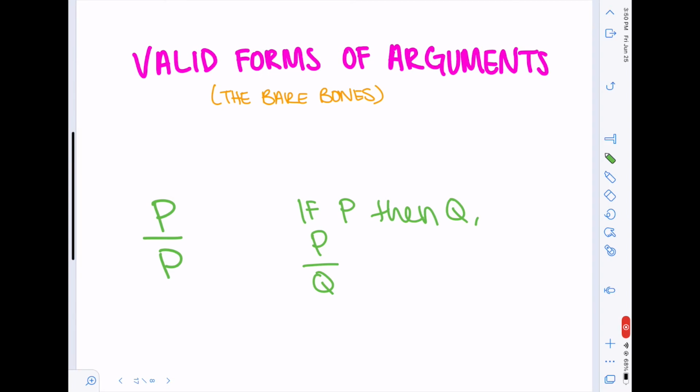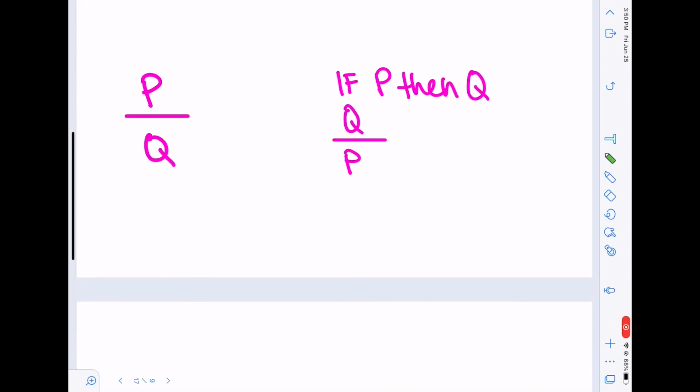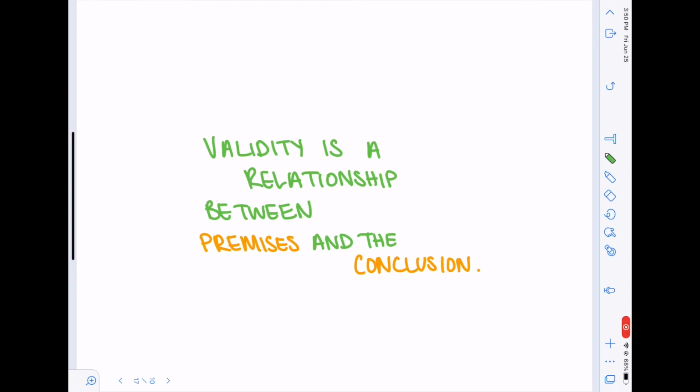Valid forms of arguments, the bare bones. P, therefore P. If P, then Q. P, therefore Q. Invalid forms of arguments. P, therefore Q. If P, then Q. Q, therefore P. Validity is a relationship between premises and the conclusion.